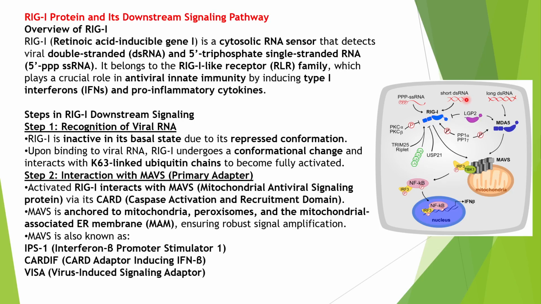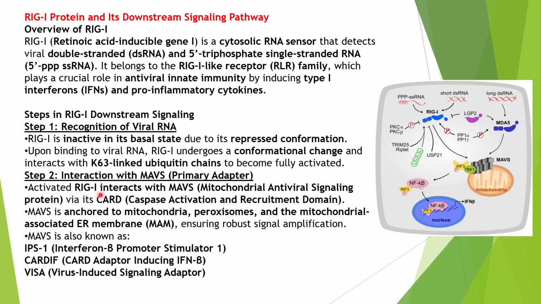So you can see your short double-stranded RNA, long double-stranded RNA, phosphorylated single-stranded RNAs all are present. So your RIG1, when it's usually in inactive conformation, binds to this, it undergoes a conformational change, and then it interacts with the ubiquitin chains and gets activated. So this is your ubiquitin chain. Then after interaction and getting activated, it interacts with MAVS. MAVS is present on the mitochondrial outer membrane. So MAVS is your primary adapter here.